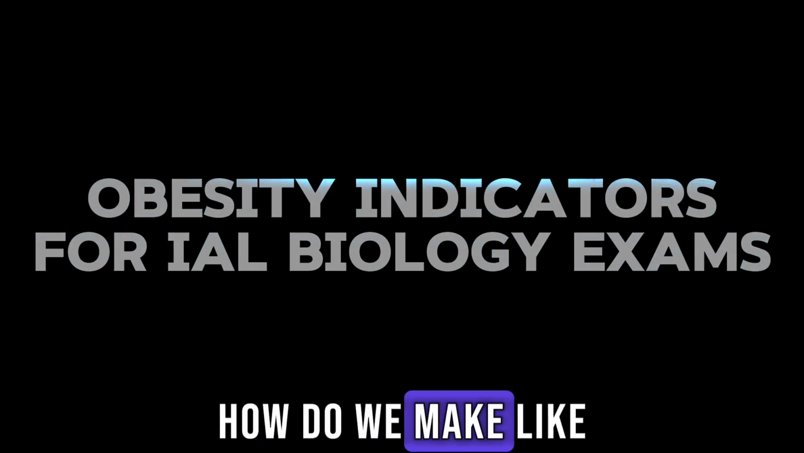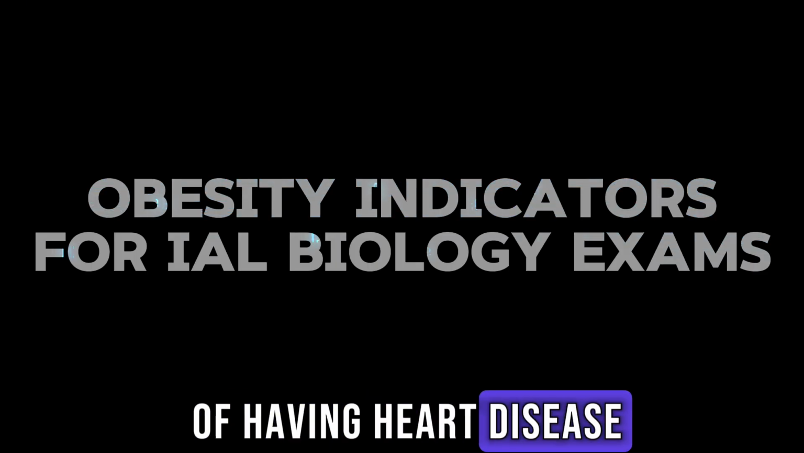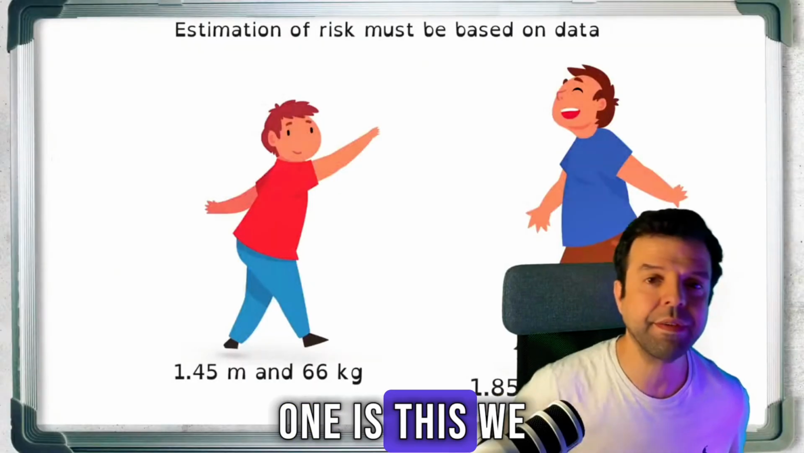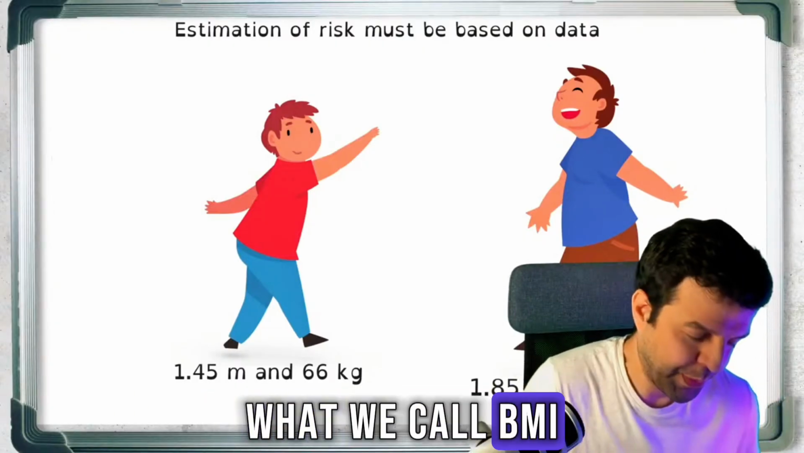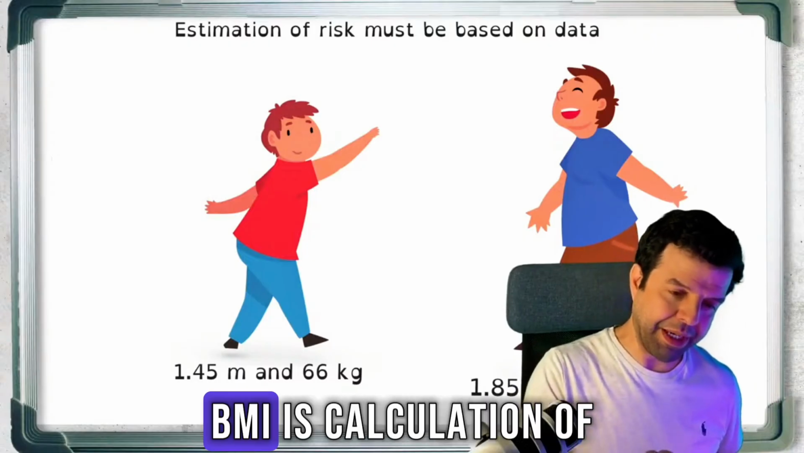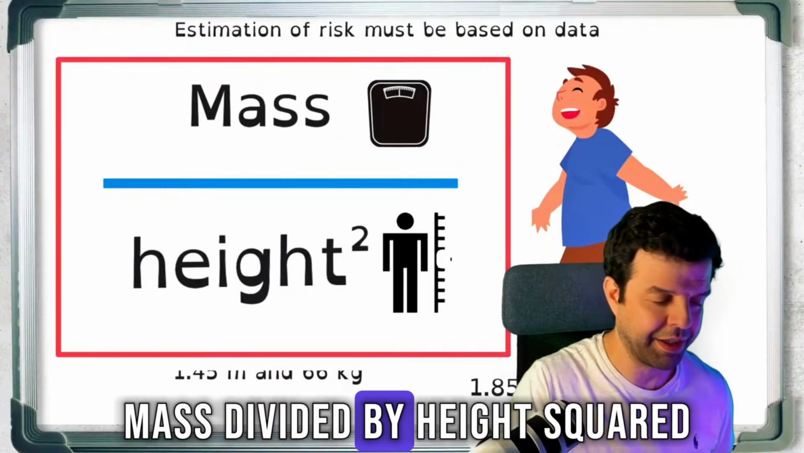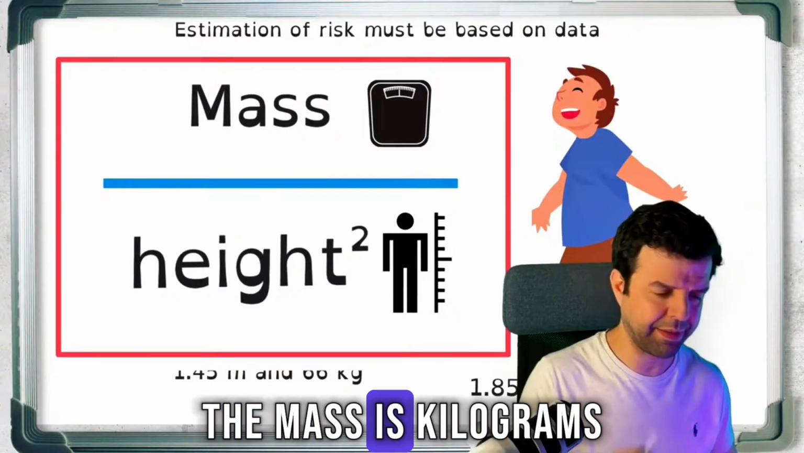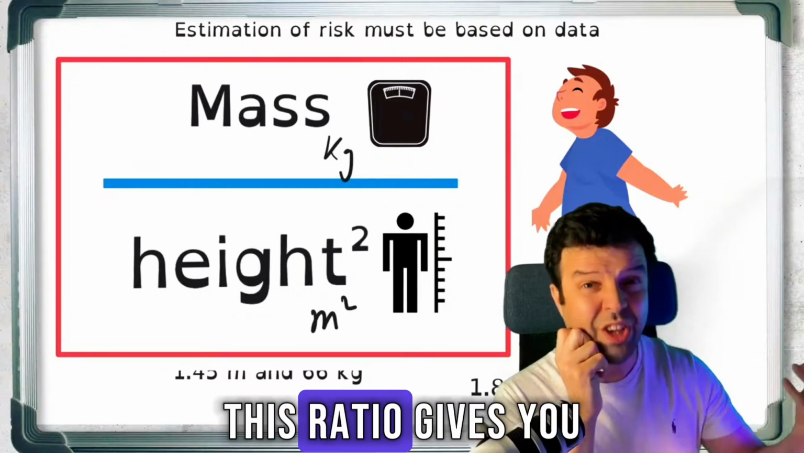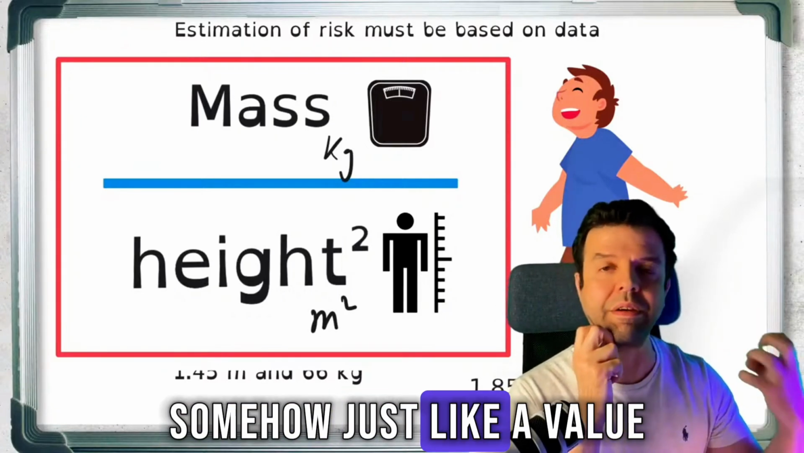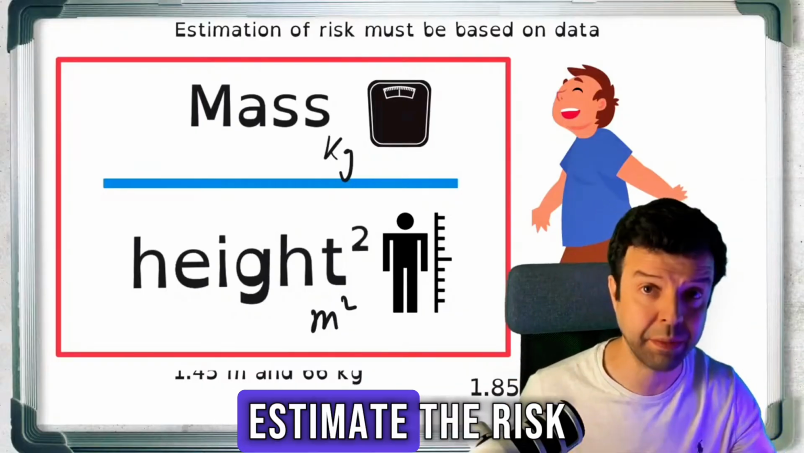How do we make a proper estimation or calculate someone's risk of having heart disease? I want to show you two ways. One is this. We can estimate the risk by calculating what we call BMI. What is your BMI? BMI is the calculation of mass divided by height squared. The mass is in kilograms and height squared is in meters squared. This ratio gives you a value, and this value can be used to estimate the risk.